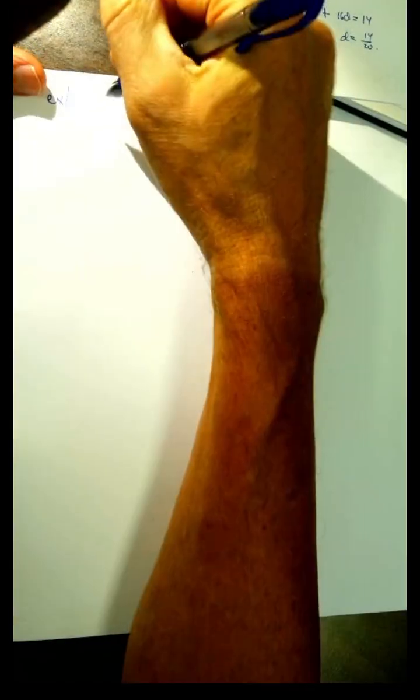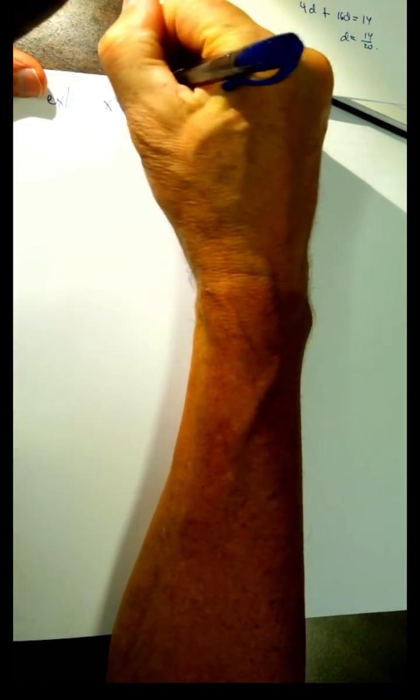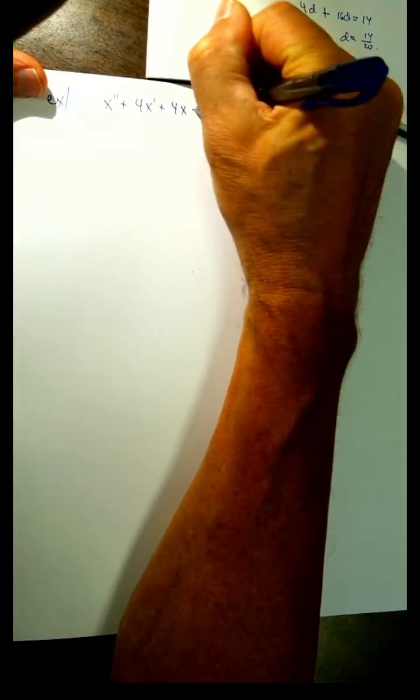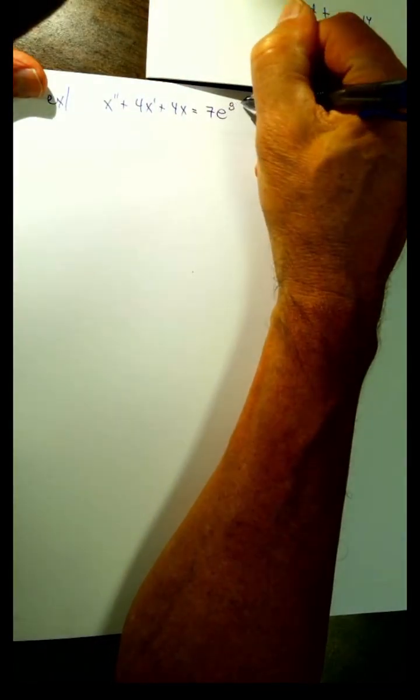Okay, we're going to go through today and just look at some examples. We're going to start off with an example that's similar to what we saw yesterday, or the previous video. So we have x double prime plus 4x prime plus 4x is 7e to the 8t.